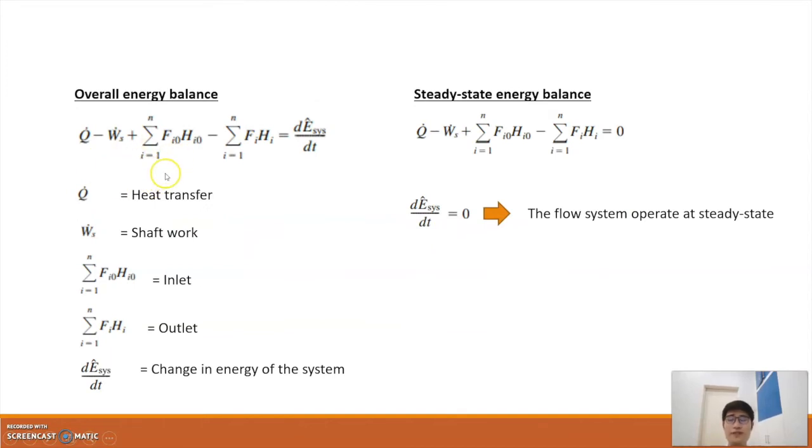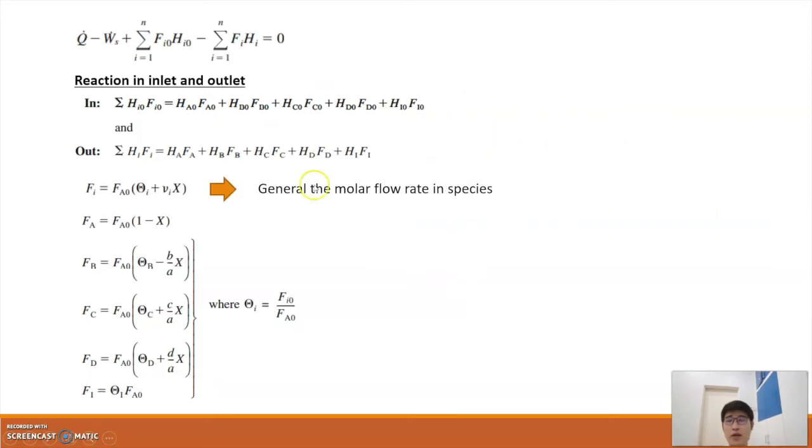This is the equation that I said just now, okay? The terms are Q is the heat transfer, WS is the shaft work, this one is the inlet, this one is the outlet, and this one is accumulation. Since we assume that this is a steady state process, therefore the accumulation is equal to 0. And here is the new equation we have, where we assume that the accumulation is equal to 0.